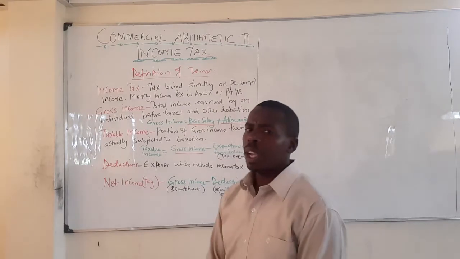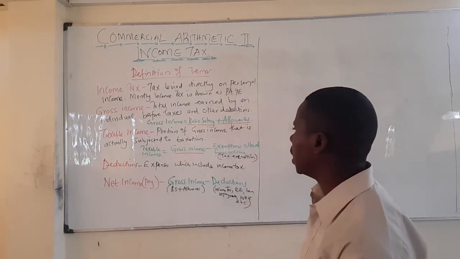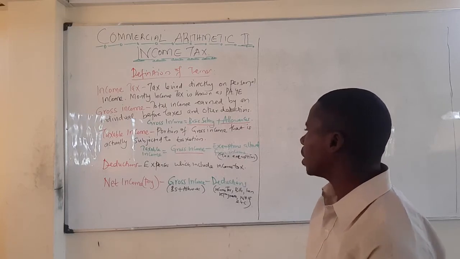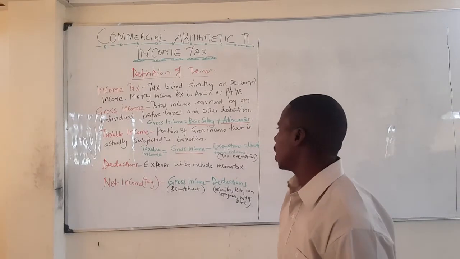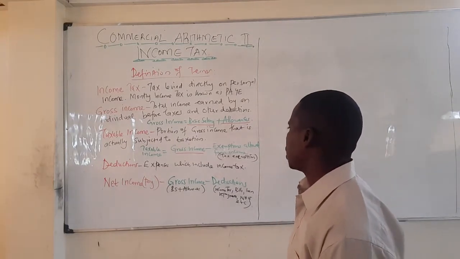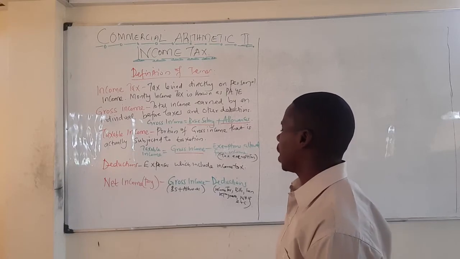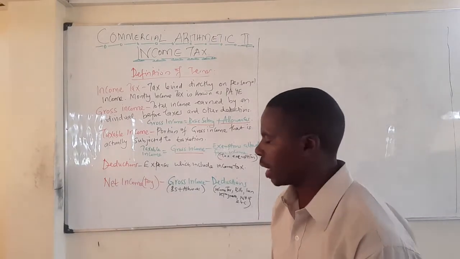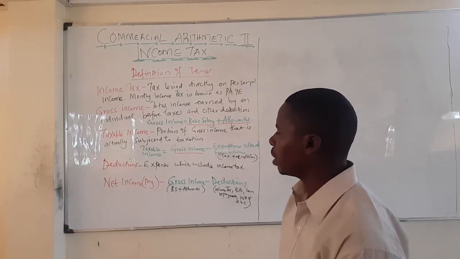Then the second last keyword we need to understand is the deductions. And the deductions, these are expenses which include the tax and other deductions, of course, you will be having along the way. Lastly, the other keyword that we need to understand is the net income.